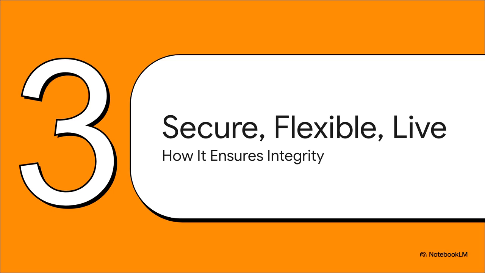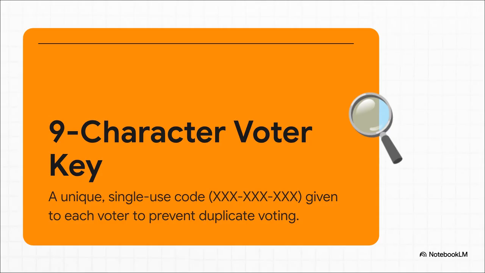Okay, so it's free, it's multilingual, but is it secure? I mean, that's probably the biggest question of all, right? How do you know the vote is actually legit and fair? Well, the heart of its security system is something called a 9-character voter key. It's pretty straightforward. Every single voter gets their own unique code, and once you use that code to vote, poof, it's gone. It's a really simple but effective way to stop anyone from voting twice.